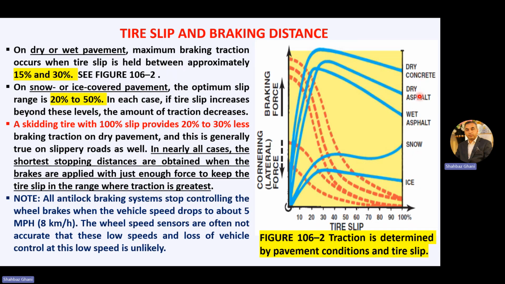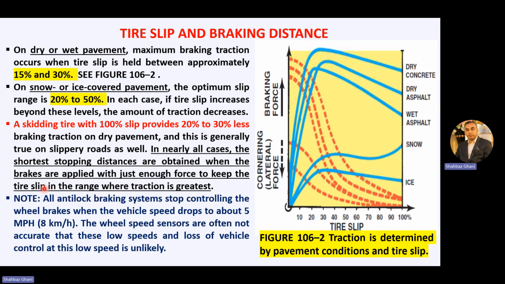This shows the percentage of tire slip on these types of surface: dry concrete, dry asphalt, wet asphalt, snow, ice. So the braking force is applied, and the tire slip in this region depends upon the surface on which we are moving.